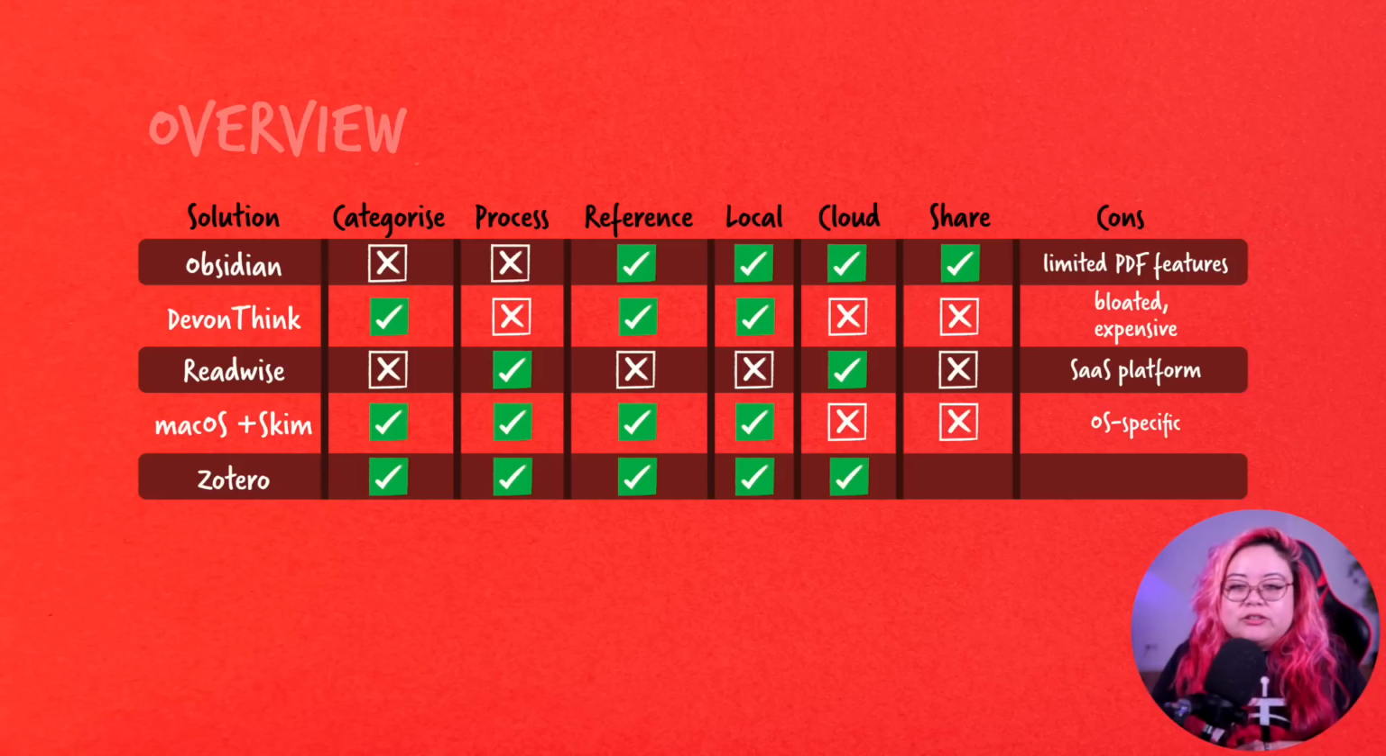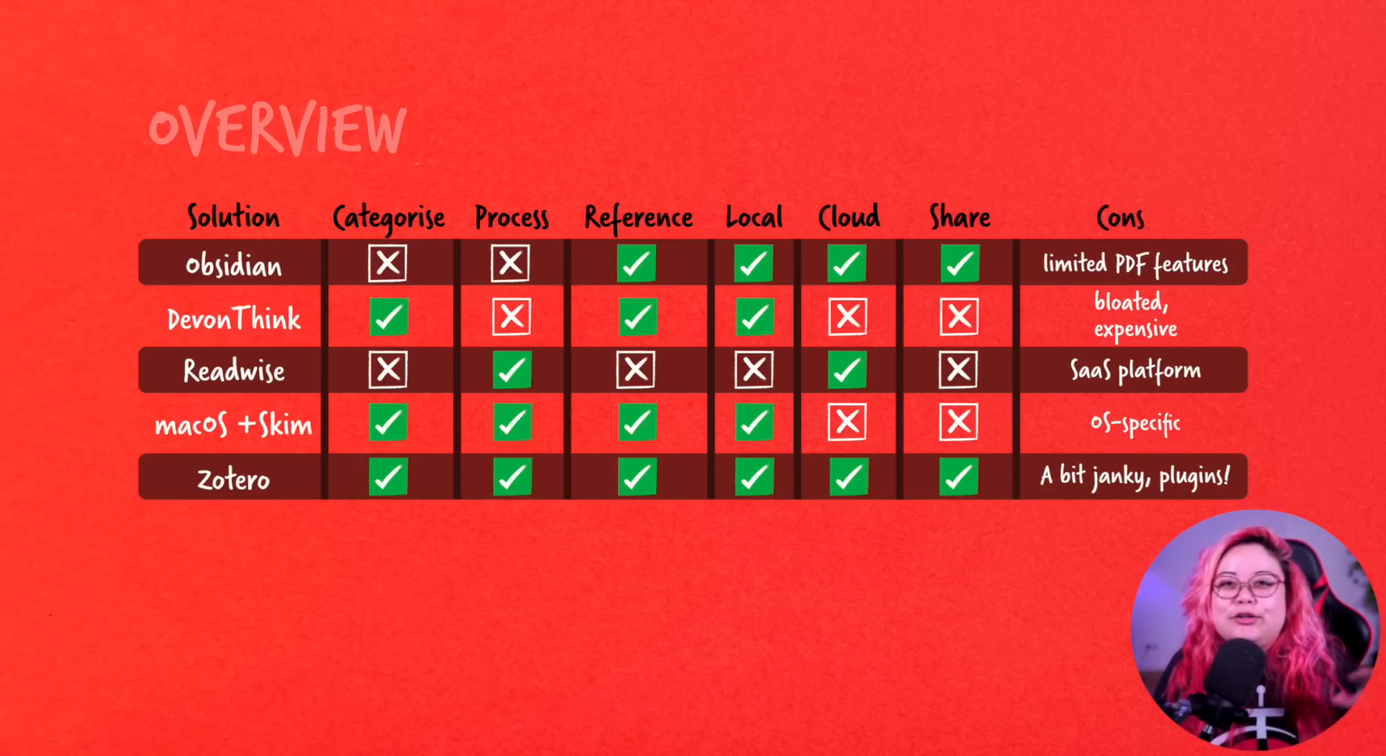So if you were keeping score, Zotero ticked all of the boxes. And really the only cons are that it is a little bit janky. There are some things that aren't quite as smooth as I would like. And the other con is that you do need plugins, Zotero plugins. However, they are free, and Zotero is a free and open source tool, so I think it can be forgiven based on all of the ticks that it's got.